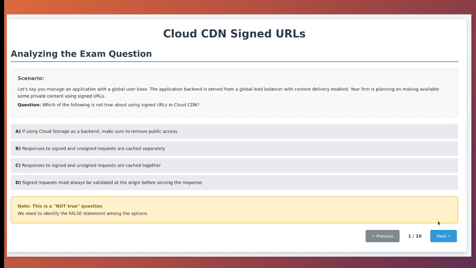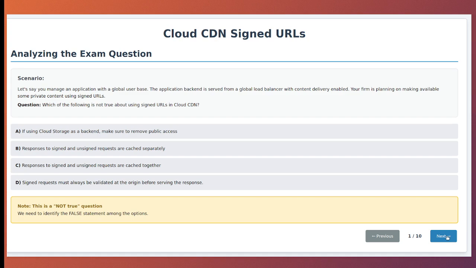Let's analyze this Cloud CDN signed URLs question. We have a global application using a load balancer with CDN enabled. The company wants to serve private content using signed URLs. The question asks which statement is not true about signed URLs in Cloud CDN. This is a negative question, meaning we need to find the false statement among the options.